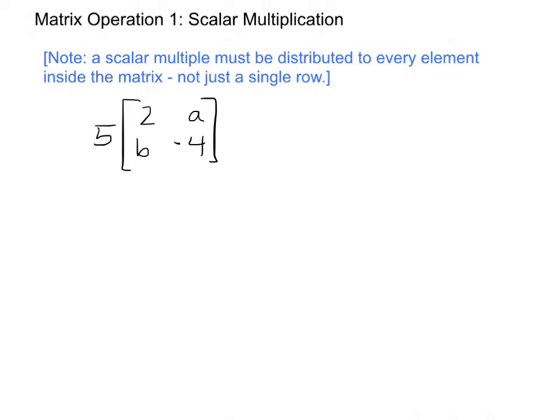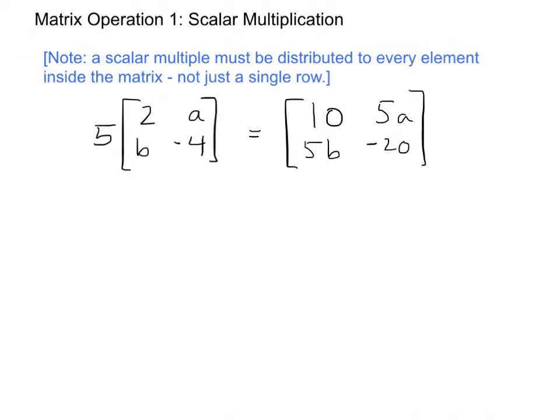And the note I have here is that the scalar multiple has to be distributed to every element inside the matrix, not just a single row. It seems like the most common misconception is that you distribute the 5 to the top row, or maybe to the bottom row. And the reality is that you need to distribute it everywhere. Right? So if I distribute that 5 into every element, I'll end up with 10, 5A, 5B, and -20.